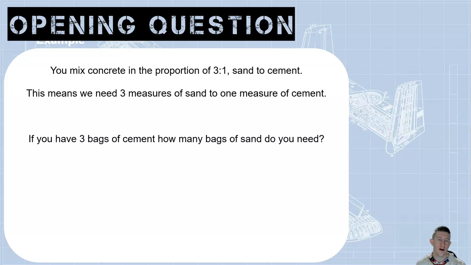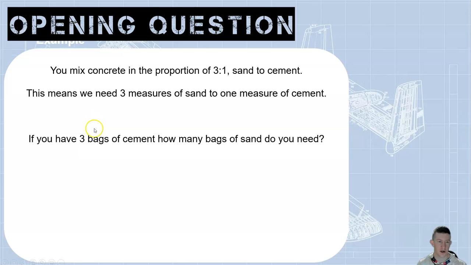Question for you, if I was mixing concrete and the concrete instructions said that I need a proportion of 3 to 1 sand to cement, so the first thing listed is the first part of the ratio, the second thing is the second part. This means we need 3 amounts of sand to 1 amount of cement. If you had 3 bags of cement, how many bags of sand would you need? So think about that, jot down an answer, and I'll give you a solution in a minute.